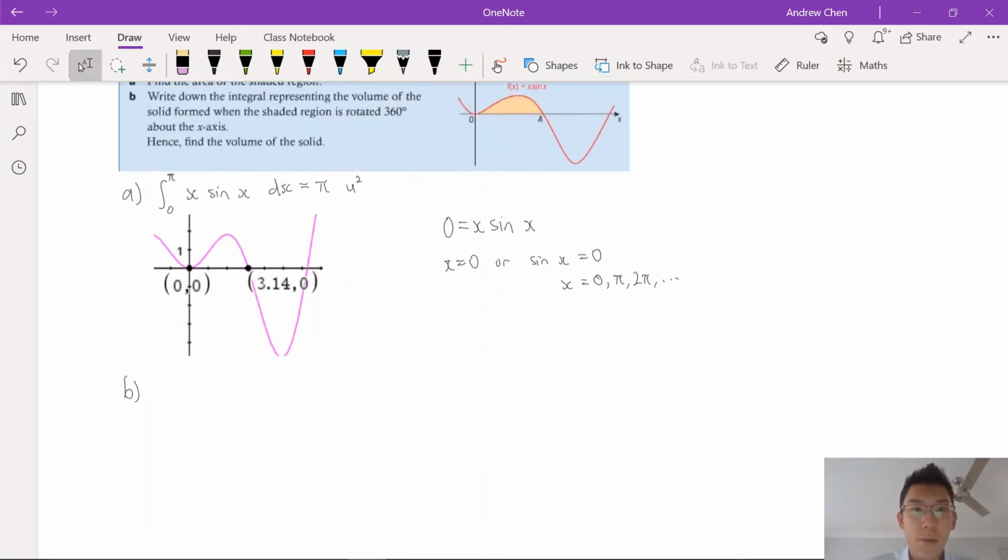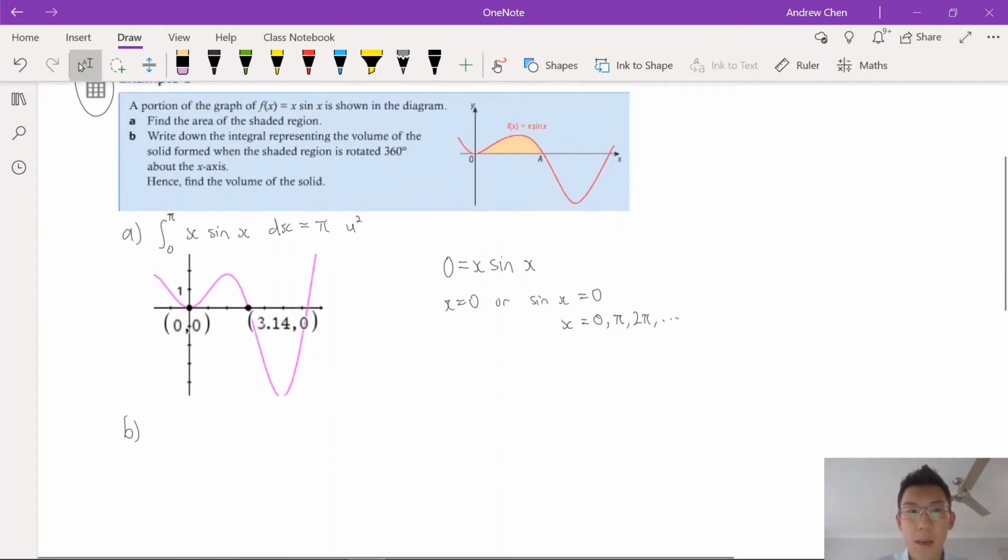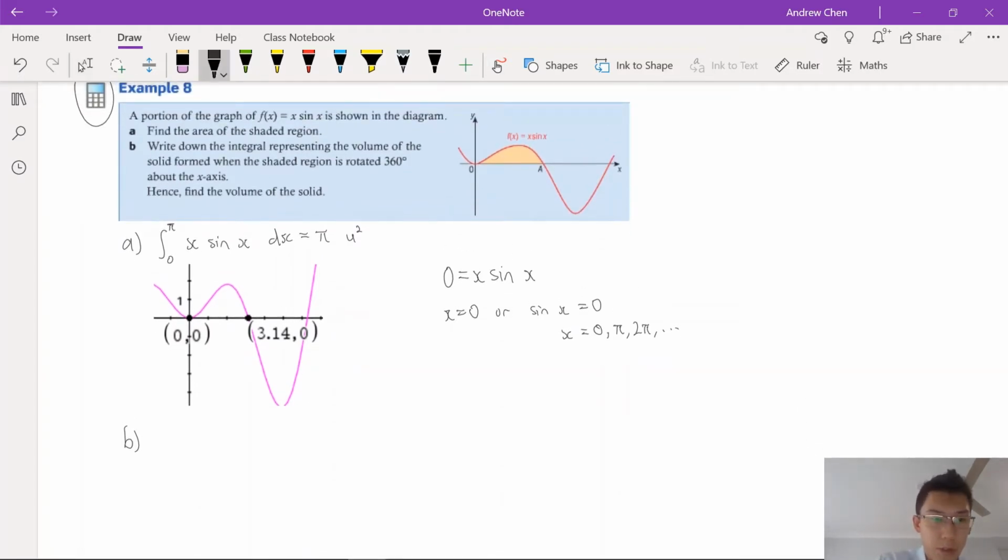Okay, let's do B. Write down the integral representing the volume of the solid formed. Okay, so this is a volume of revolution. So the formula is going to be V equals pi integral, so the area that we just found from 0 to pi, and the only thing we need to remember is we have to square our function.